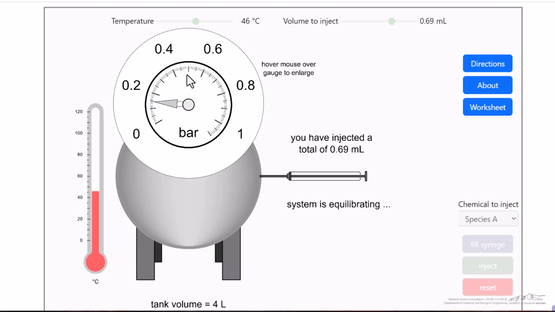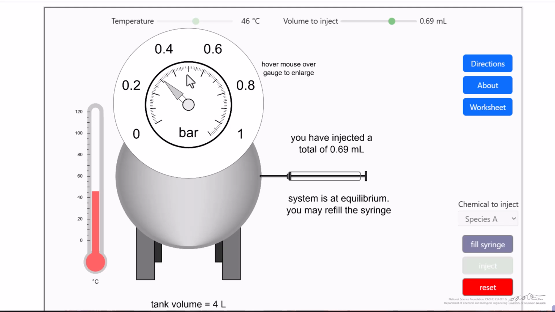If we mouse over the pressure gauge, then we can see the pressure is increasing as the liquid's vaporizing and the system's equilibrating. And so we just have to wait in order to measure the saturation pressure, assuming we've injected enough liquid. Now, we can read off the pressure in bar. In this case, it looks like about 3.1 bar.